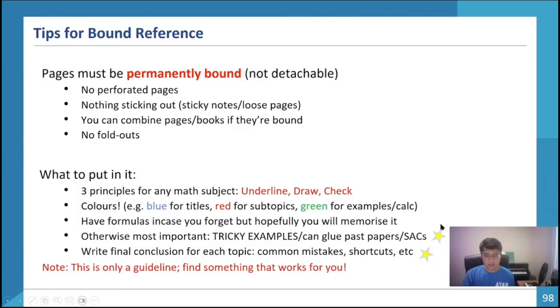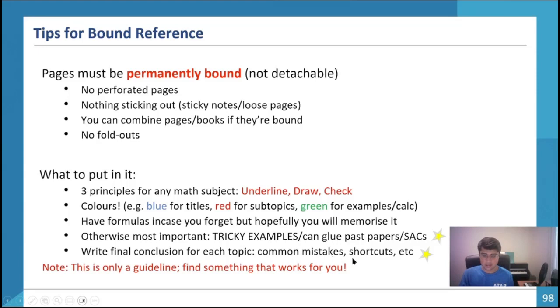Here's a couple tips for what you can put in your bound reference. In general, I would just use the last two. This was it. I wouldn't use any color or anything. I would just include any tricky questions that I couldn't answer when I sat down to answer them. And then what I would do is I would go into my bound reference, I would copy that question, and then I'll also copy the answer into my bound reference. You can glue your past papers and SACs into your bound reference too.